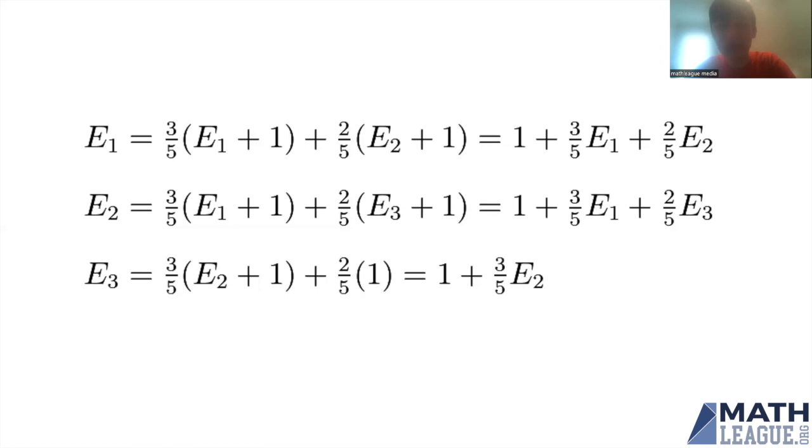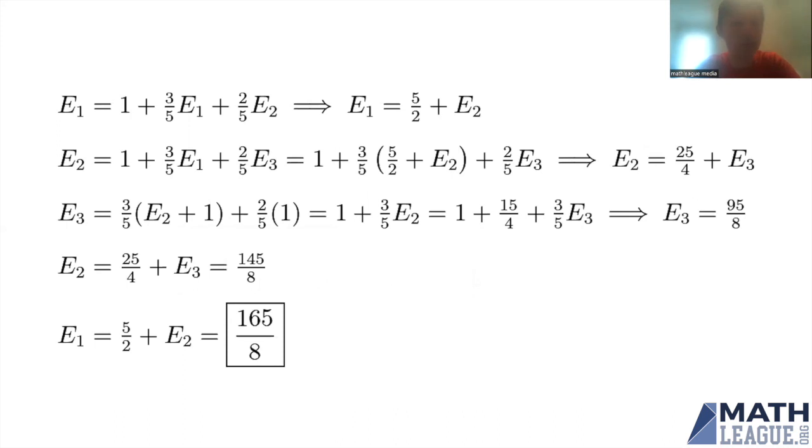You can basically use any method here to solve the system of equations. It's a little messy, so I'll just go over it quickly on the next slide, but this is not the only correct way. If we look at the first equation, we can isolate E1 to get E1 is equal to 5 halves plus E2. We do the same thing with the second equation: we can get E2 in terms of E3 by substituting what we got for E1, so E2 is equal to 25/4 plus E3. Then if we substitute the values for E1 and E2 into the final equation, we get an equation only in E3, which allows us to solve for it. What we get is E3 is 95/8.